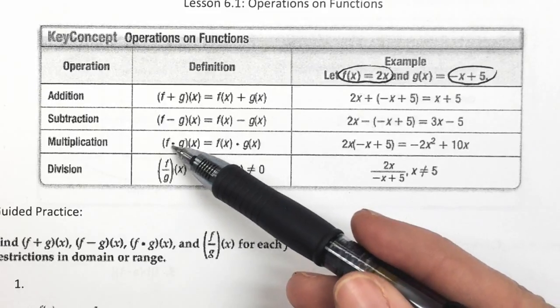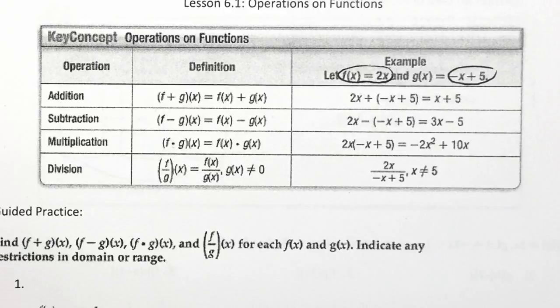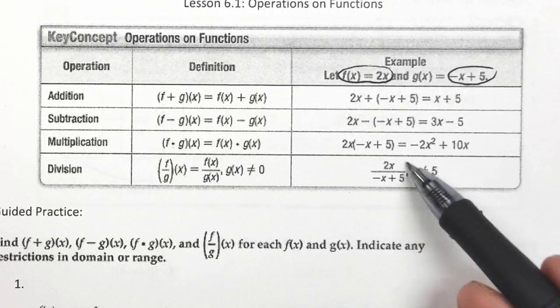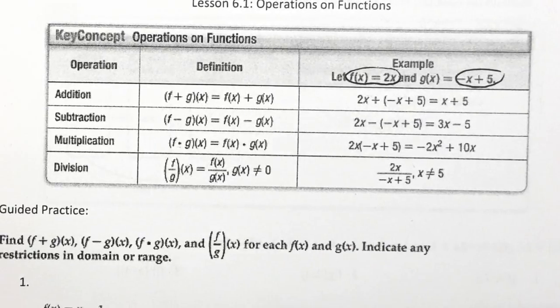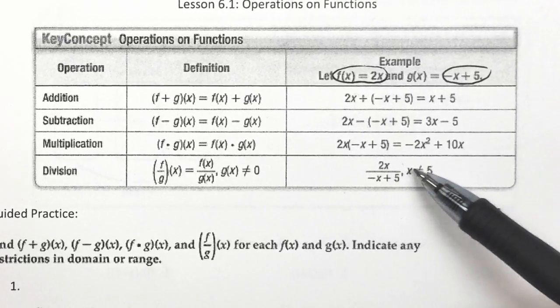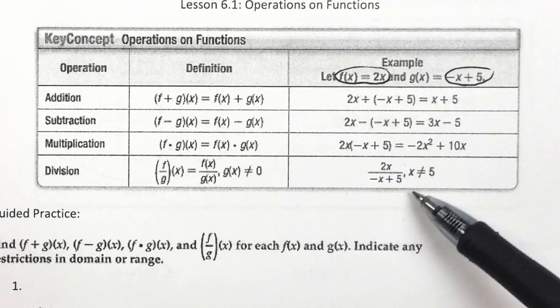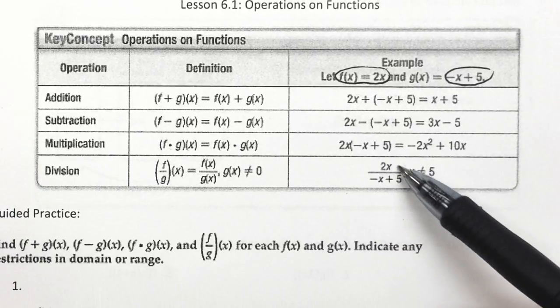With multiplication, all we're doing is multiplying, so we just distribute the 2x. With division, all you have to do is put this function over this function, and we don't ever simplify it, so it's that easy. But why do you think they say x cannot be, that means cannot equal 5 right here? Why could x not be 5 in this equation?